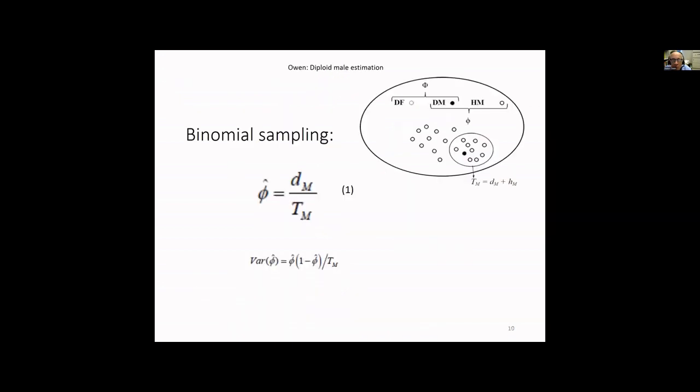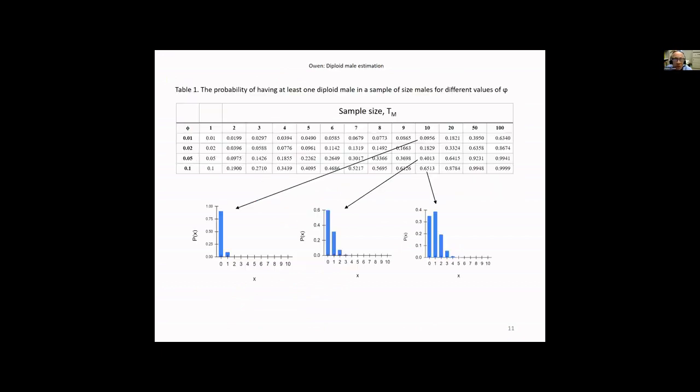And of course, if one were able to completely identify every single male as haploid or diploid, there would be no problem at all. So if you did flow cytometry or looked at the chromosomes of each and every male, then you would have this sampling and you wouldn't have to go any further. And of course, it has the normal binomial variance. But the problem is, of course, that that's not usually practical, and we use marker loci.